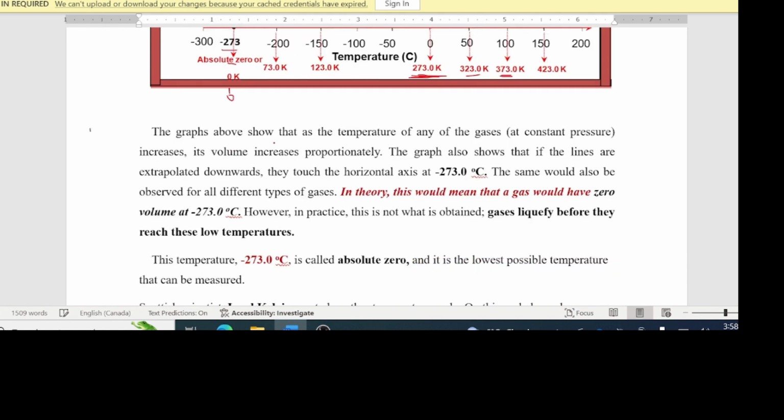The graphs above show that as the temperature of any gas at constant pressure increases, its volume increases proportionately. The graph also shows that if the lines are extrapolated downwards, they touch a horizontal axis at that temperature there. The same will be observed for different gases. In theory, this will mean that a gas will have 0 volume at negative 273 degrees Celsius. However, in practice, this is not what is obtained. Gases liquefy before they reach that low temperature. All right.